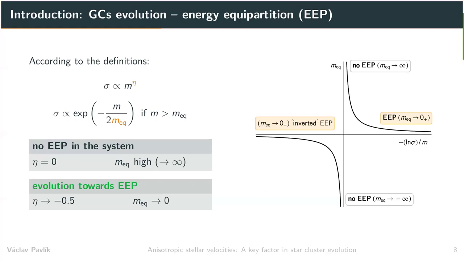Now, if you want to move towards equipartition, you need to lower MEQ in a positive sense. And basically, MEQ approaching 0 from the positive side leads to equipartition in the system. And if you would approach 0 from the negative side, it would mean that your high mass stars are getting higher velocity dispersion than your low mass stars, something you would not expect in a system such as a cluster or system which is randomly exchanging kinetic energy between particles.